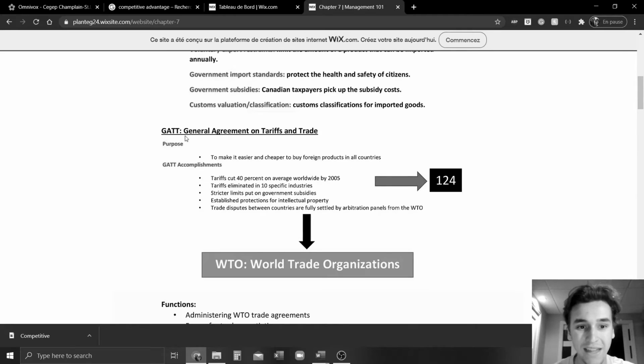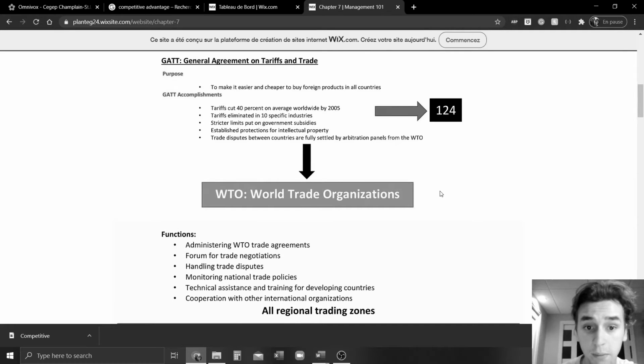And next, there's the GATT, which is the General Agreement on Tariffs and Trade. It was the original term for the WTO, but now it is changed to the World Trade Organization. Its purpose was to make it easier and cheaper to buy foreign products in all countries. There were about 124 countries in the General Agreement on Tariffs and Trade. It cut tariffs by 30% on average worldwide by 2015. Tariffs were eliminated in 10 specific industries, and stricter limits were put on government subsidies.